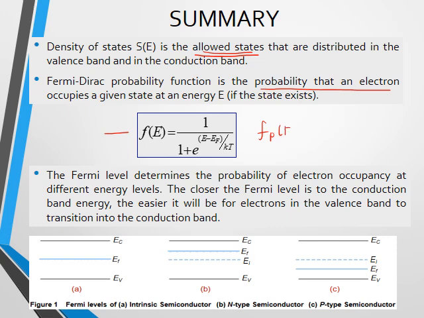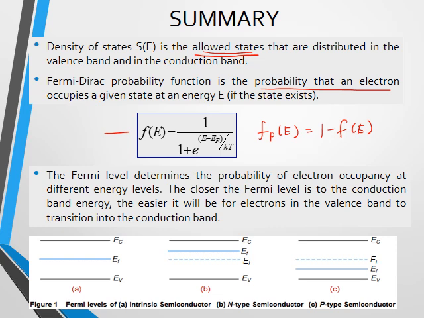The Fermi level determines the probability of electron occupancy at different energy levels. The closer the Fermi level is to the conduction band energy, the easier it will be for electrons in the valence band to transition into the conduction band.